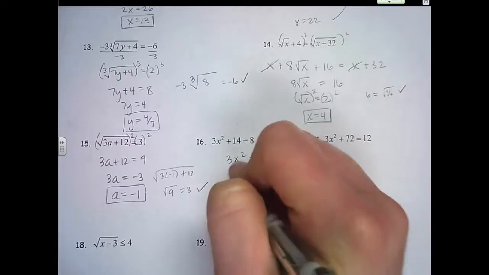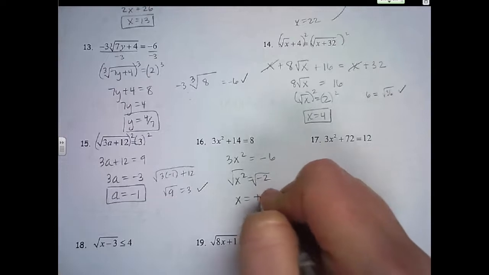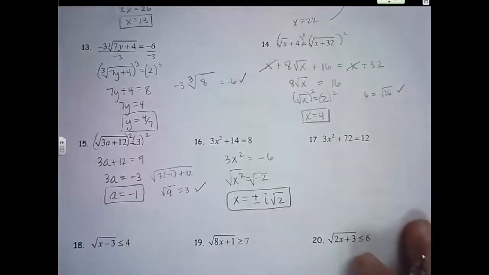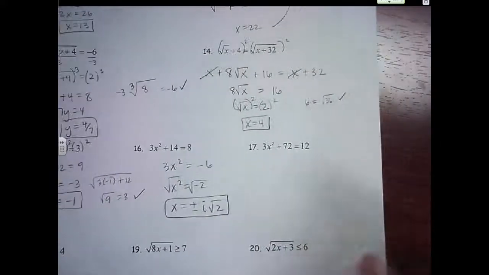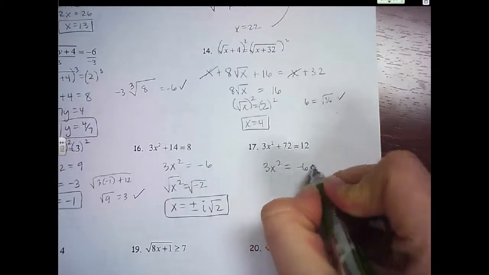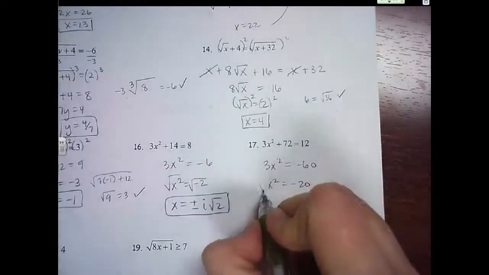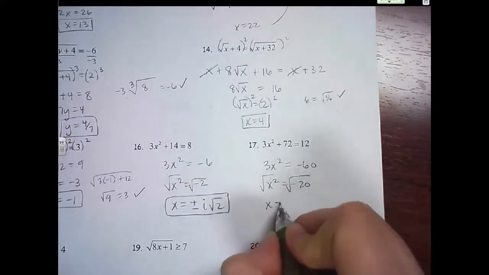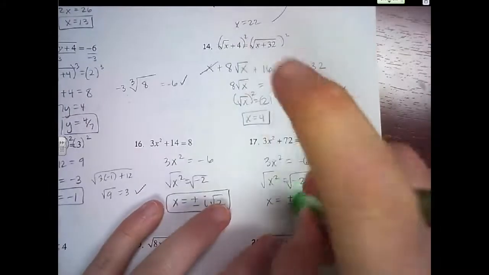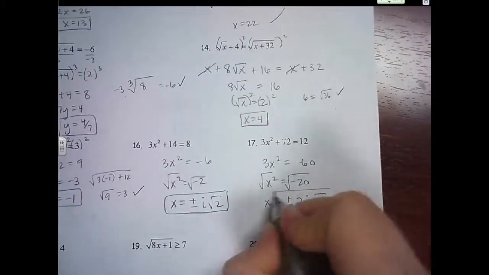Number 16, 3x squared equals negative 6. Divide gives me negative 2. Square root. X equals, here's where we put plus or minus i square root 2. Number 17, subtract over 72 gives me negative 60. Divide by 3 gives me negative 20. Square root. X equals plus or minus i, I'm going to put the 2 in front, 2i square root 5.